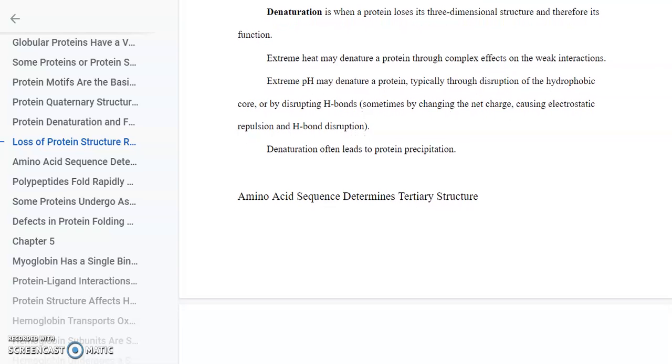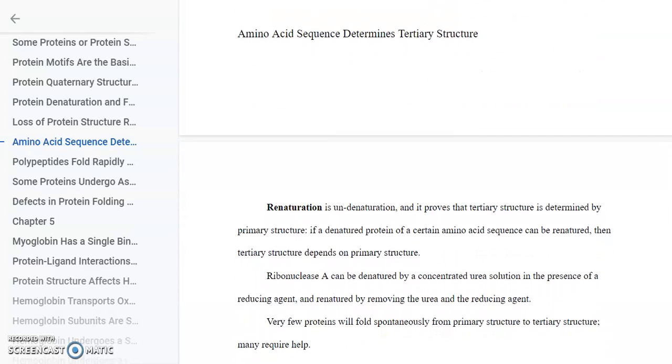Extreme pH may denature a protein, typically through disruption of the hydrophobic core, or by disrupting hydrogen bonds, sometimes by changing the net charge, causing electrostatic repulsion and hydrogen bond disruption. Denaturation often leads to protein precipitation. Amino acid sequence determines tertiary structure.